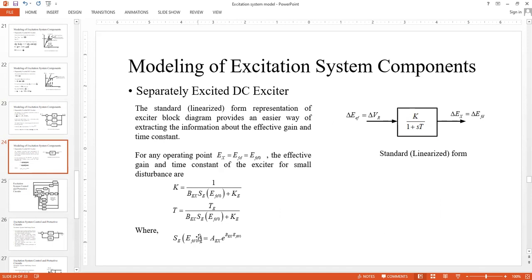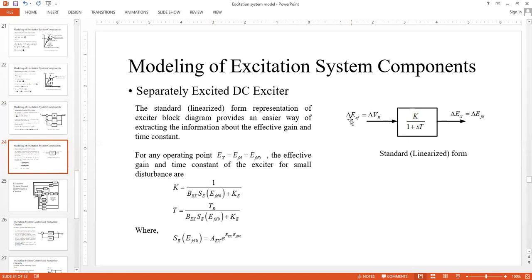So once you fix your operating point, irrespective of what happens to the actual EFD, this is not going to be changed, because A_EX is a constant, B_EX is another constant, modeling constants actually. Then if you fix EFD0, you have fixed the overall saturation function for a certain operating point. So this S_E(EFD0) becomes a constant, B_X, K_E, these are constants. So K and T also become constants. You see now the variable representations are also updated. They are no more in their non-linear form. They have been taken in the linearized form.